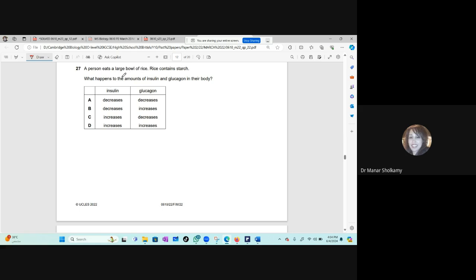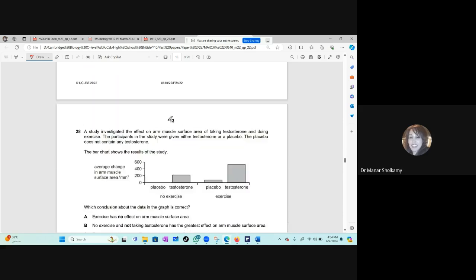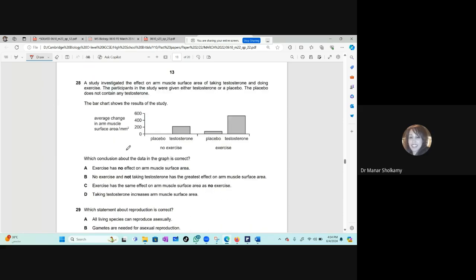A person eats a large bowl of rice. Rice contains starch. What happens to the amounts of insulin and glucagon in their body? Nice question. When you eat carbohydrates, what happens to the insulin levels? Increase or decrease? Of course, it increases, and the glucagon decreases. So it is either C or D, and the glucagon will decrease because, well done.